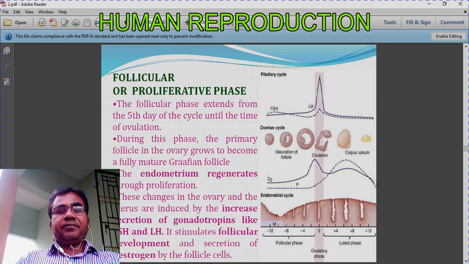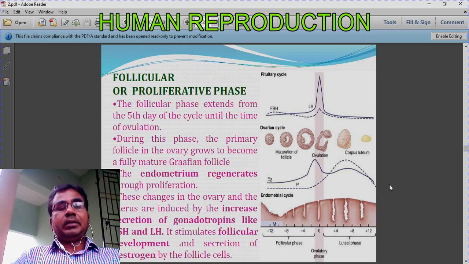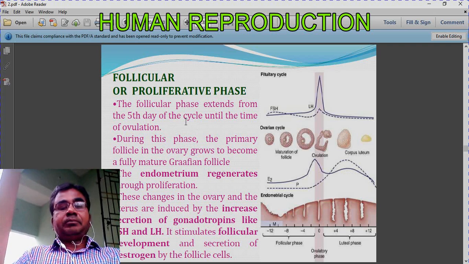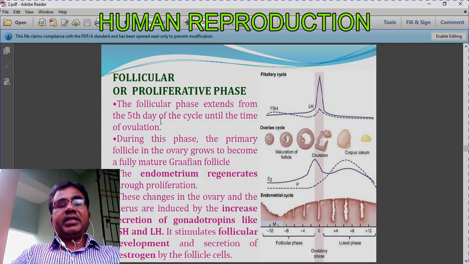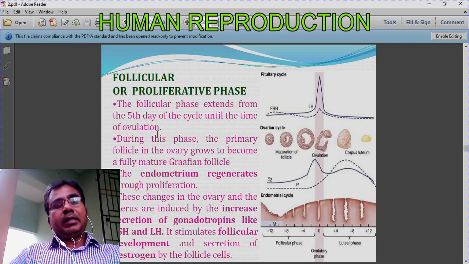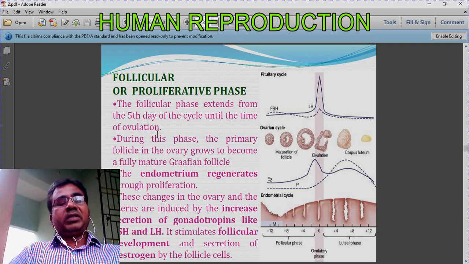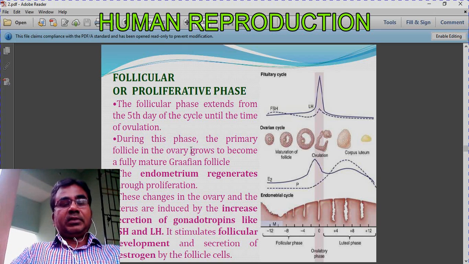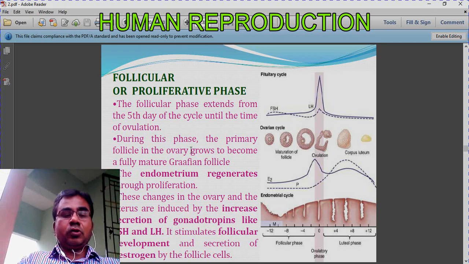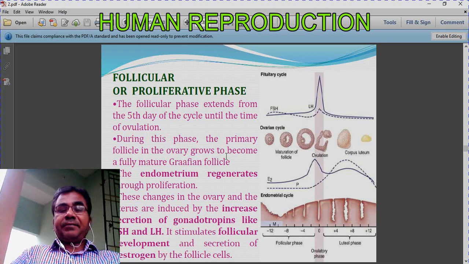What is the second phase? Follicular phase, otherwise proliferative phase. What is the period of this phase? From the 5th day of the cycle up to the 14th day. The 14th day is actually the day of ovulation. So from the 5th day of the cycle to ovulation, otherwise you can say the 5th to 14th day of the cycle. During this phase, the primary follicle grows and becomes the Graafian follicle.